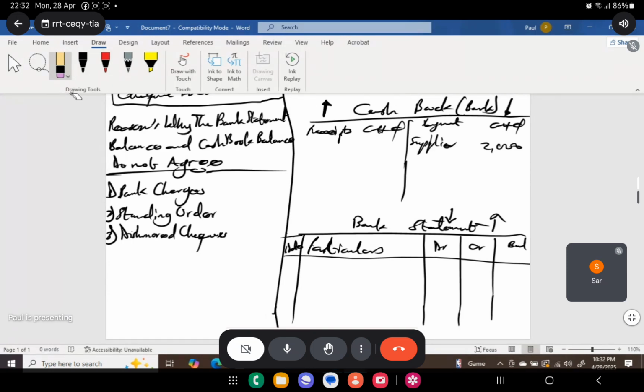Now, since we are paying a supplier, we credit the supplier in our cash book because cash is going out. So if the supplier presents it, the bank will record it, maybe 2,000. Let's assume our balance is, let's say, 10,000. So the bank will record the 2,000, and then the balance.